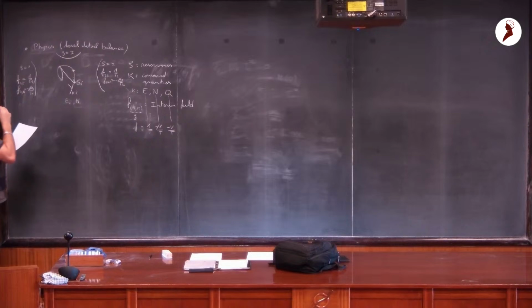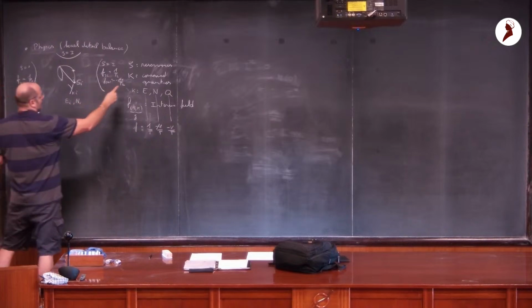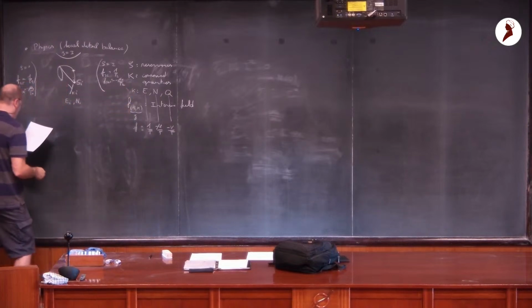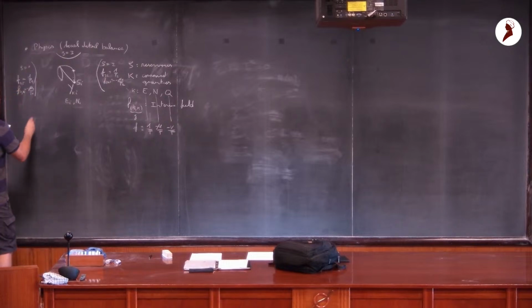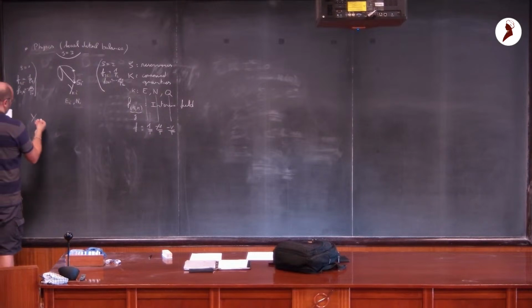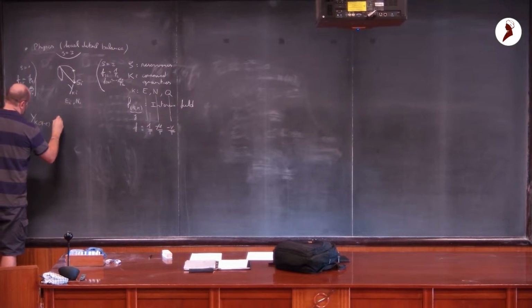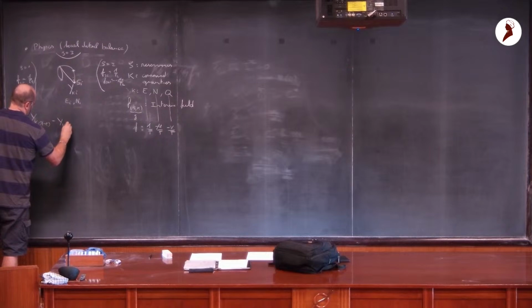And since conserved quantities are by definition conserved, they obey a balance equation, meaning that if I have a transition along an edge, the conserved quantity along that edge changes. So the change along the edge is going to be this minus this.